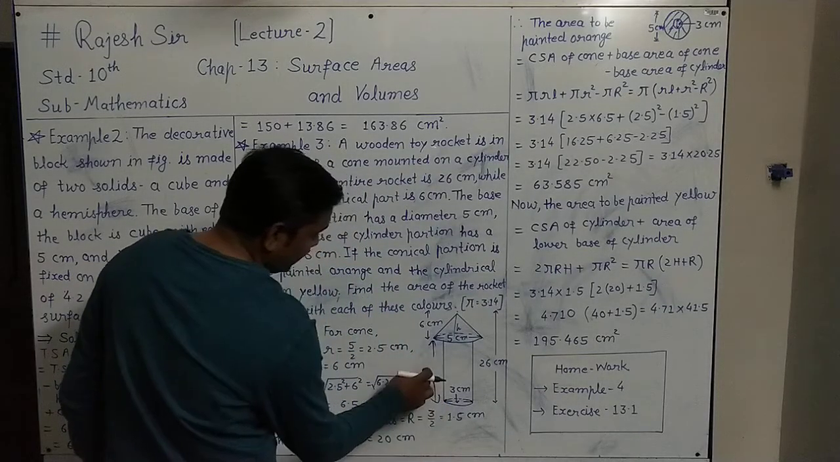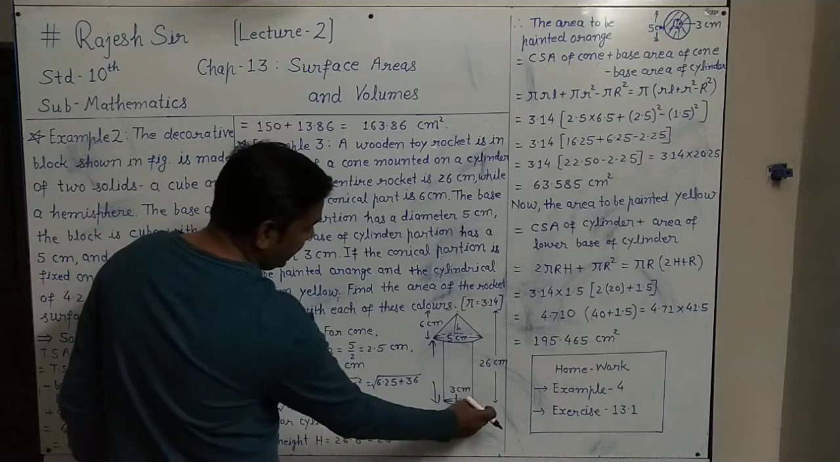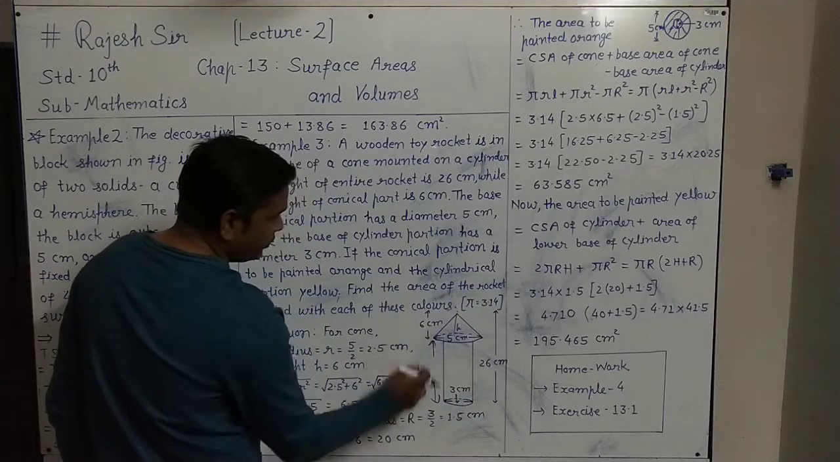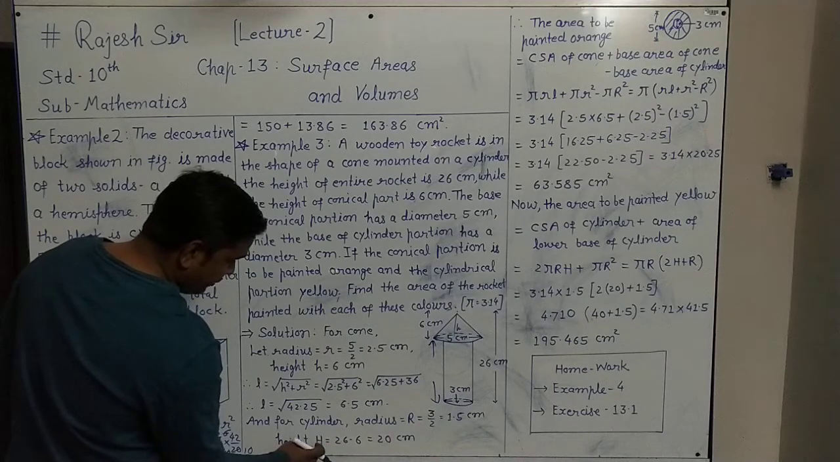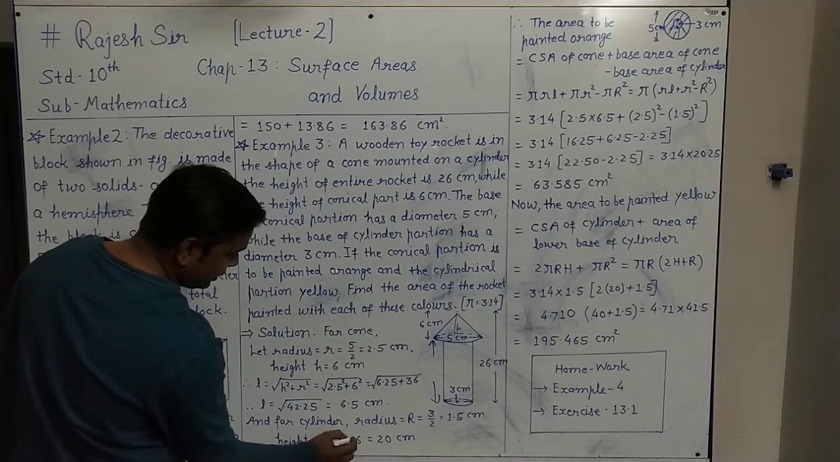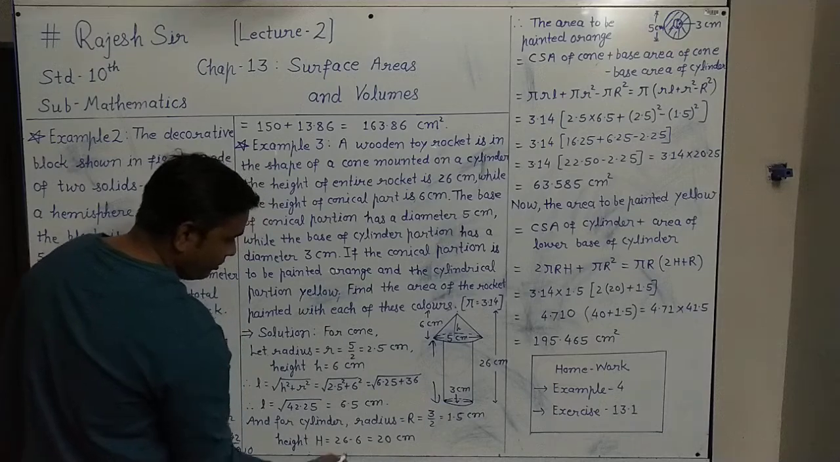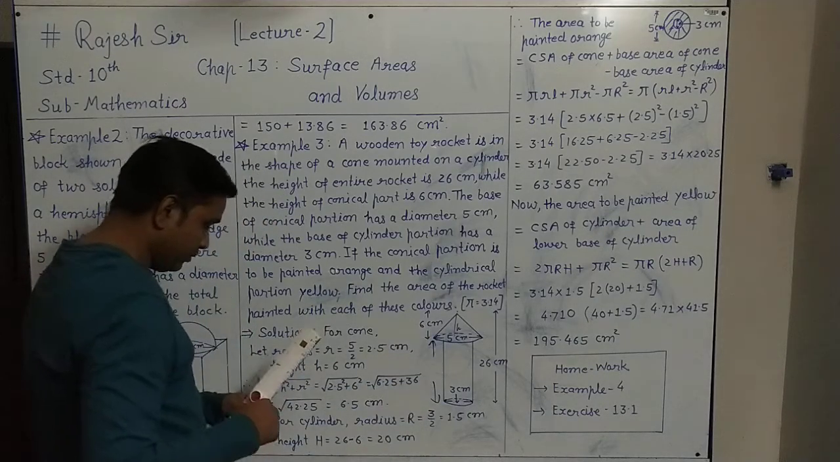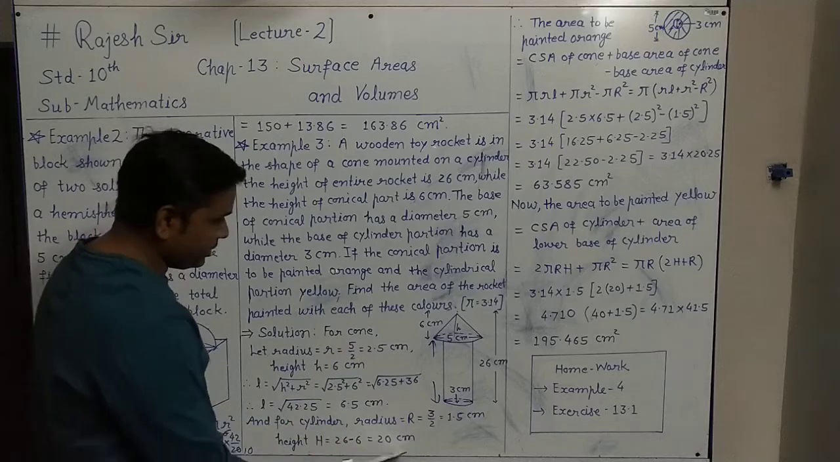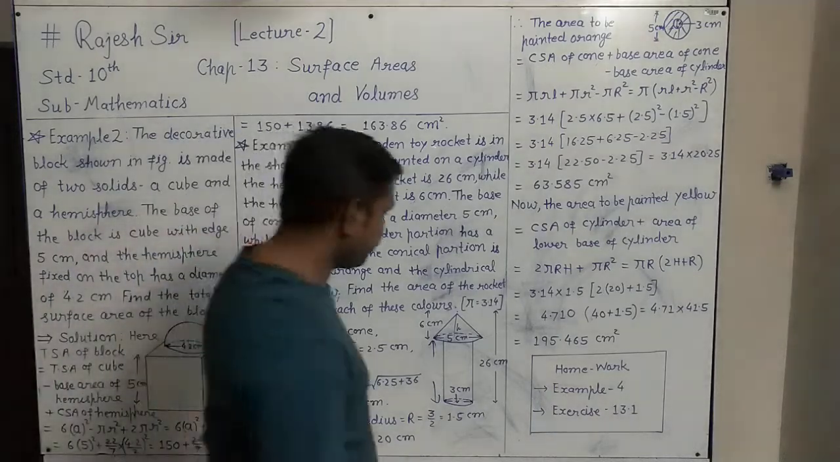To get this portion, the full height is 26 and the height of the cone is 6, so we have subtracted it. The height of the cylinder, capital H, equals 26, the full height of the toy, minus the height of the cone, which gives the height of the cylinder. It is 26 minus 6, which is 20 centimeter.